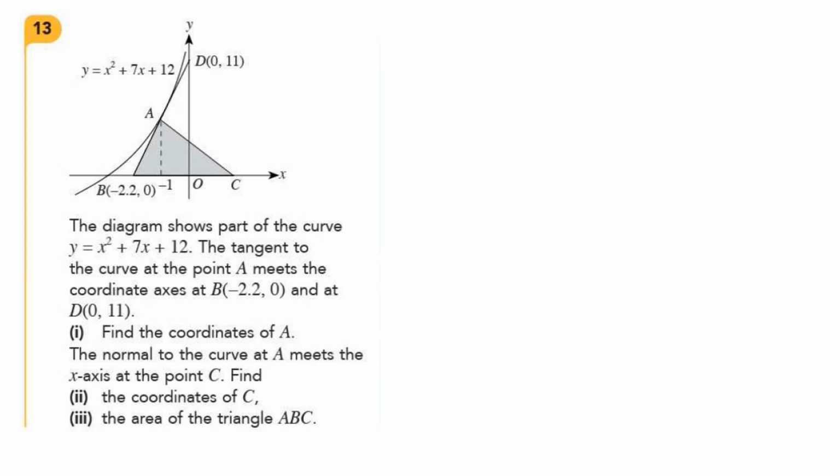Alright, for this question, the diagram is provided for you. I like it when they provide a diagram, because the picture actually tells 1,000 words. So what happened is that you have the tangent to the curve at point P meets the coordinate axes at points B and D. Okay, so basically this is your tangent line. This one is your tangent line.